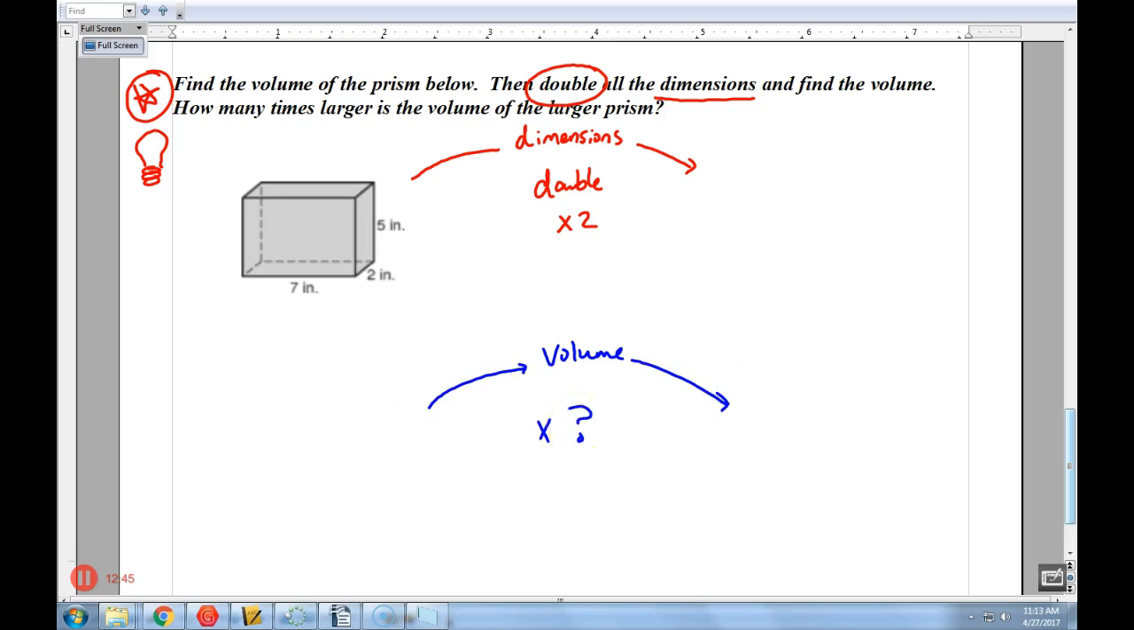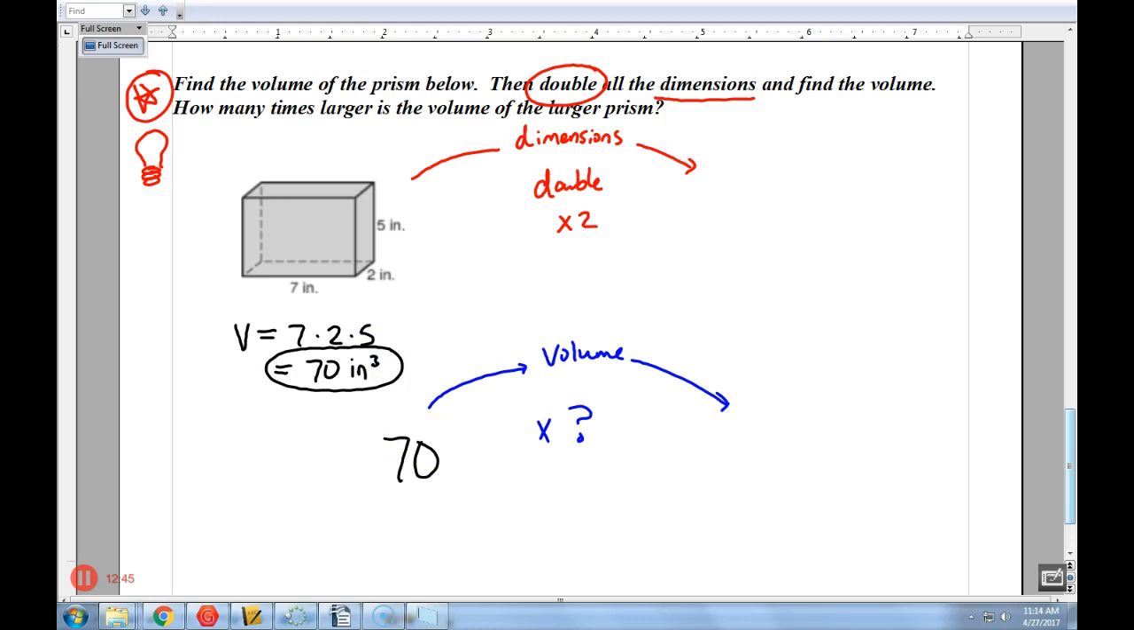Does it get multiplied by 2? Does it get multiplied by 4? How much bigger, how much more can it hold? If I have a box and I double all the dimensions, how much more stuff can I put in it? So let's get after this. The volume for the shape as is, is 7 times 2 times 5, length times width times height, for a grand total of 70. So 70 cubic inches.